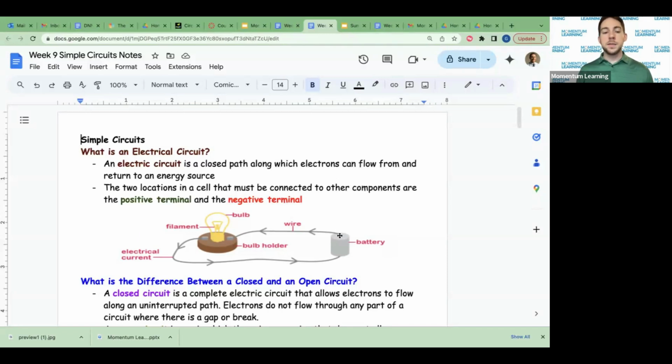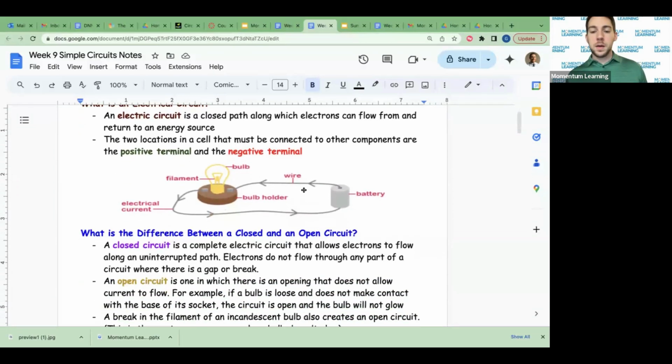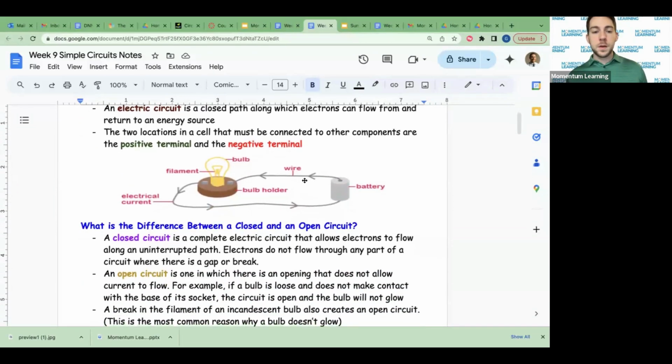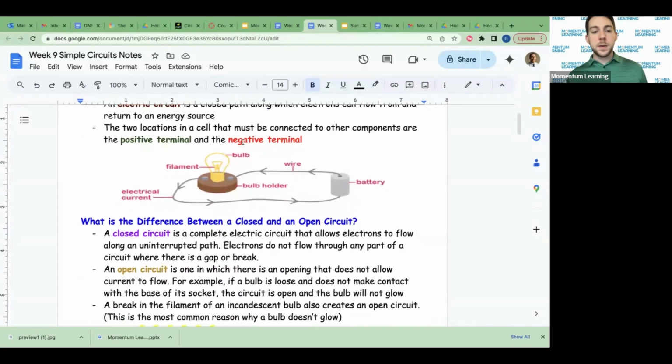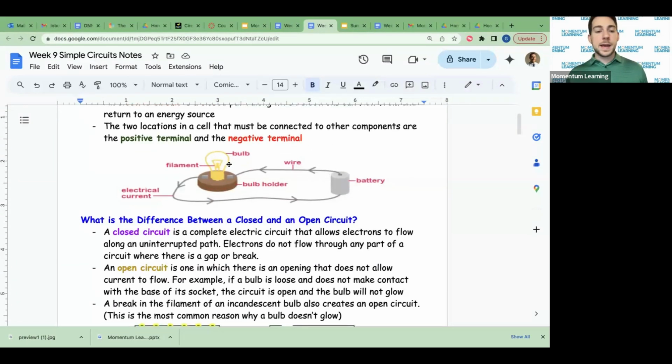So there's a positive and a negative terminal on batteries. So you probably know that if you put the battery in backwards, it's not going to work, right? So there's a positive and negative terminal. On a D-cell battery, the positive side is the one that kind of looks like a button. The negative terminal is the side that's flat.